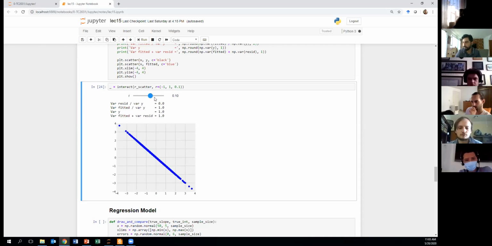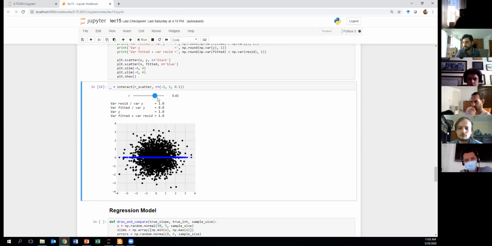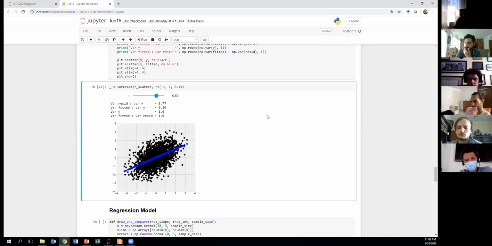So what if I go to, for example, 0.5? You can see how it's changing. For example, at R 0.5, variance of residual divided by variance of y is 0.75, variance of fitted divided by variance of y is 0.25. Is that clear? So this is coming from the previous equations that I showed you here.